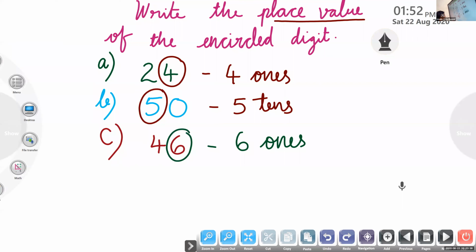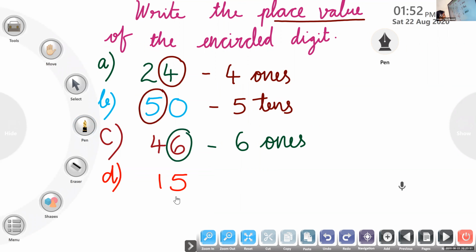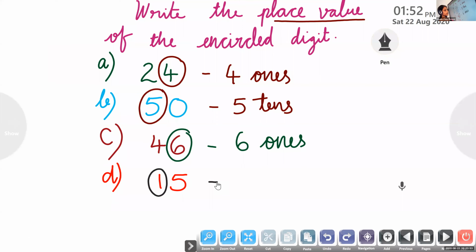Then we have D. And the number is 50. And the digit which is inside the circle is 1.